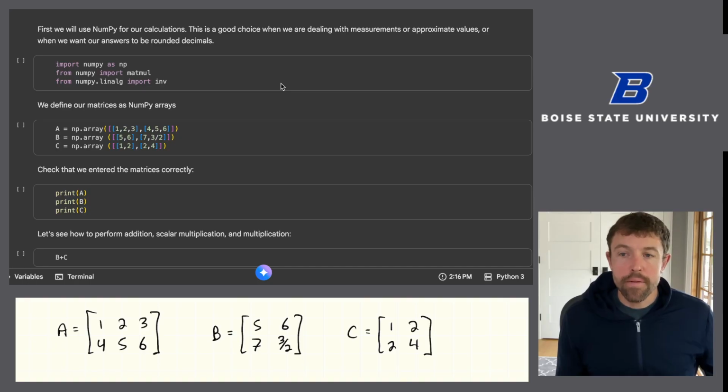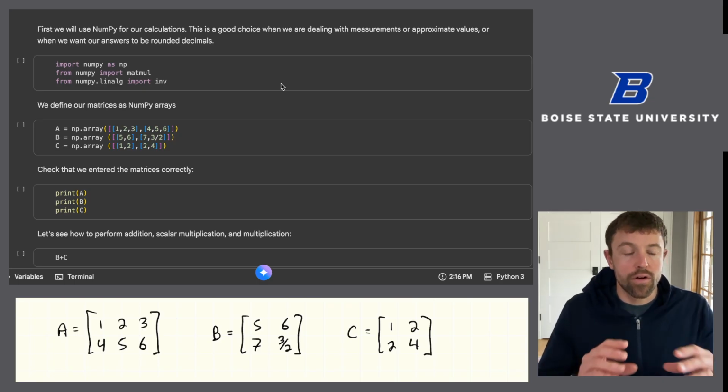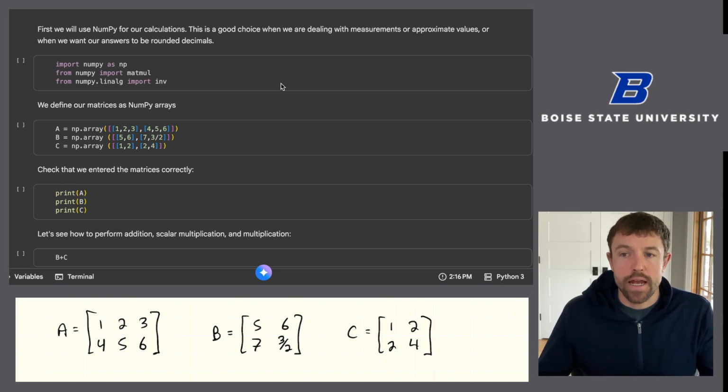As we'll see, NumPy is the right choice when we're dealing with measurements or any other situation where our values are approximate, and so we're working with decimals and we want them to be rounded decimals. It also makes sense in any situation where your goal is to get outputs that are decimals or rounded decimals. SymPy is the correct choice if what you want is symbolic outputs. So for instance, if you want fractions to stay as fractions or square roots to stay as square roots.